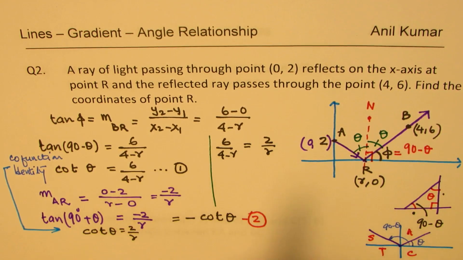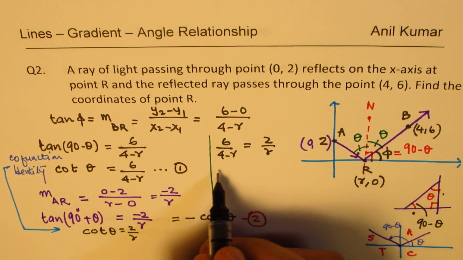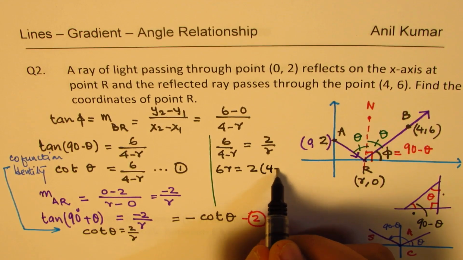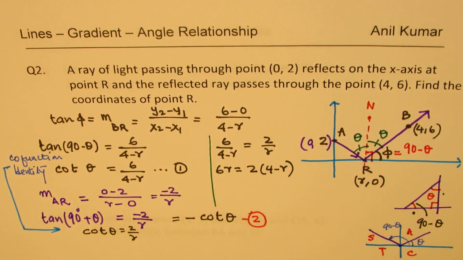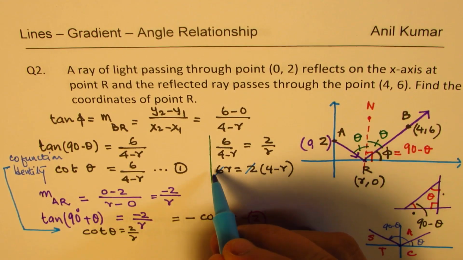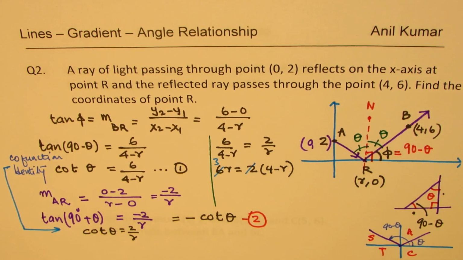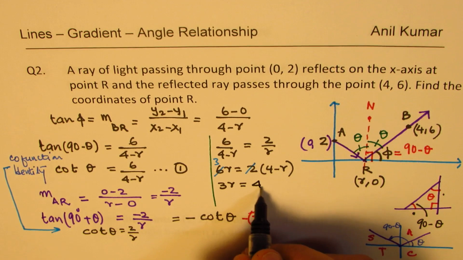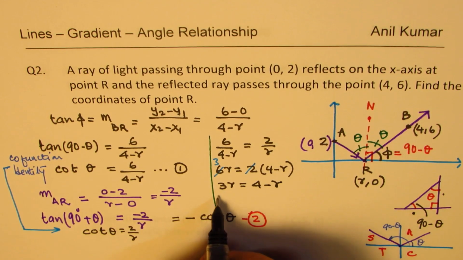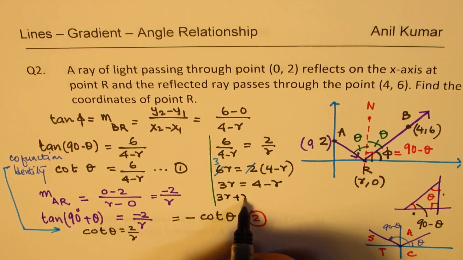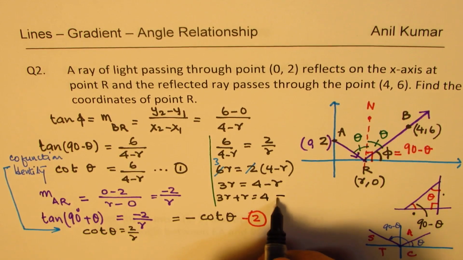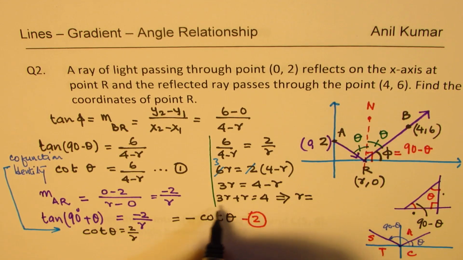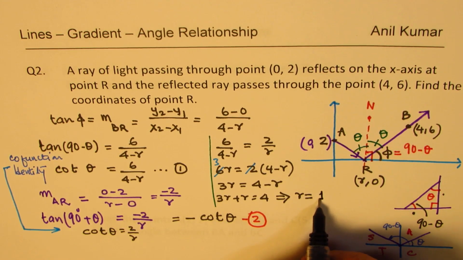Now we cross multiply. We can simplify also. So we get 6r equals 2 times 4 minus r. Now dividing by 2, it becomes 3r equals 4 minus r. Bringing this to the left side, 3r plus r equals 4. And that gives you the value of r. This is also 4r, right? So r equals 1, correct?